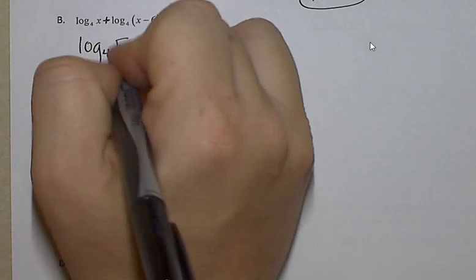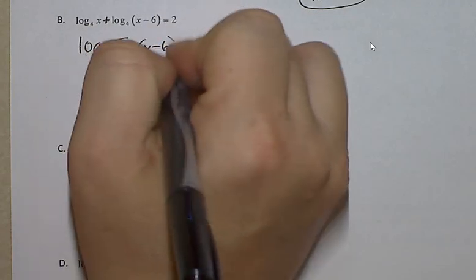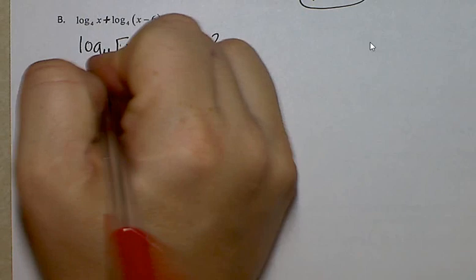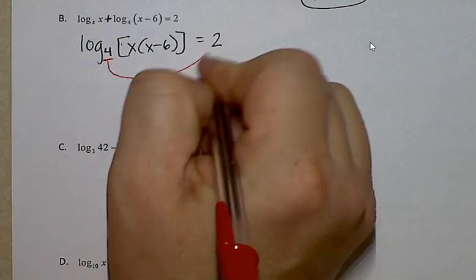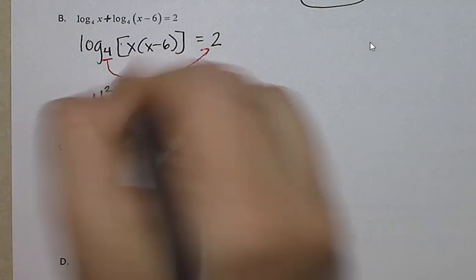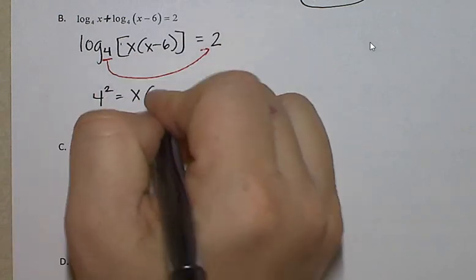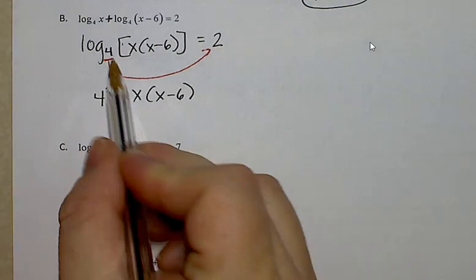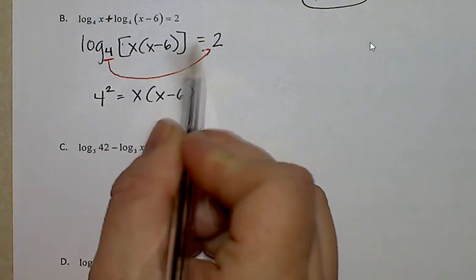so I have x times x minus 6 equals 2. Now, whether you understand the disco move or you prefer looking at it like this, that's my bottom number, and I'm going to push up the 2. Okay? 4 raised to the second equals x times x minus 6.